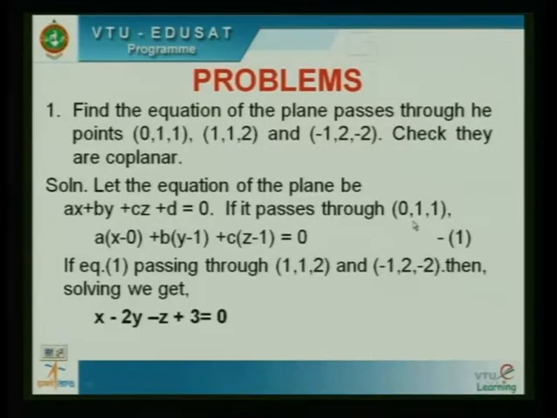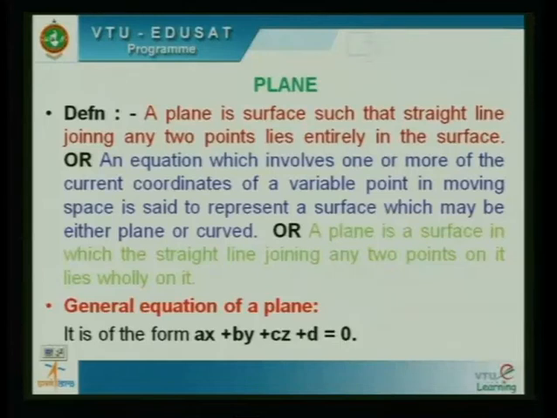Now, I shall start with solving some problems to prove all these theoretical concepts. Let me remind you what we have discussed so far in the case of plane and the related definitions. We started today with the basic definition. A plane is a surface such that any two points on that plane will have the straight line joining them completely lie on the surface. That is nothing but a plane.